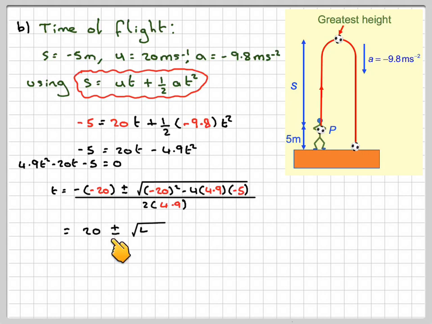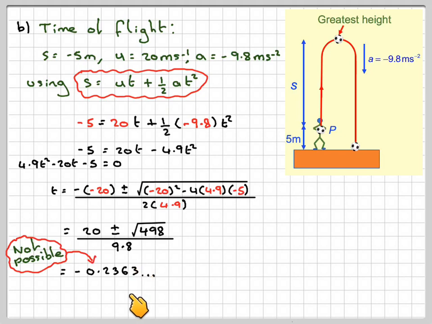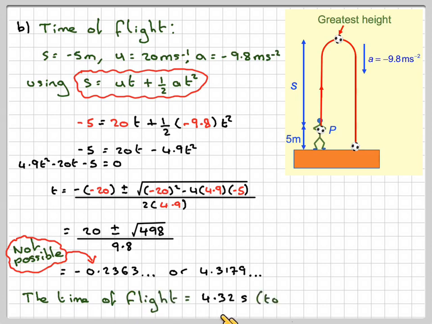So that's 20 plus or minus the square root of 20 squared minus 4 times 4.9 times minus 5, which gives me 498, divided by 9.8. So if we do 20 minus the square root of 498, divided by 9.8, we're going to get a negative value. On the calculator, use the fraction button. This is not possible because we can't go back in time, and therefore T will be 20 plus the square root of 498, divided by 9.8, which gives me 4.3179 seconds. So the time of flight will be 4.32 seconds to 3 significant figures.